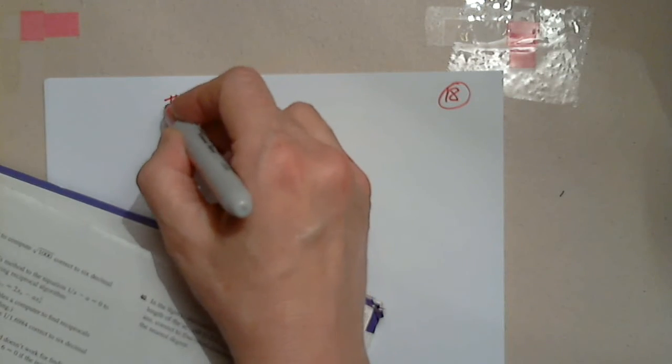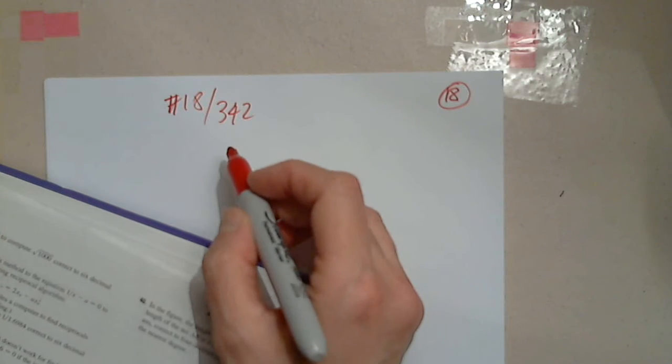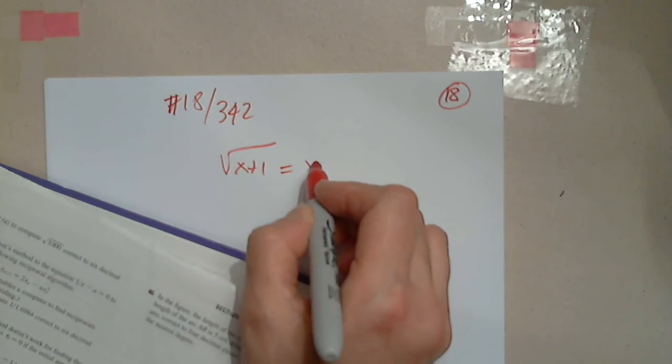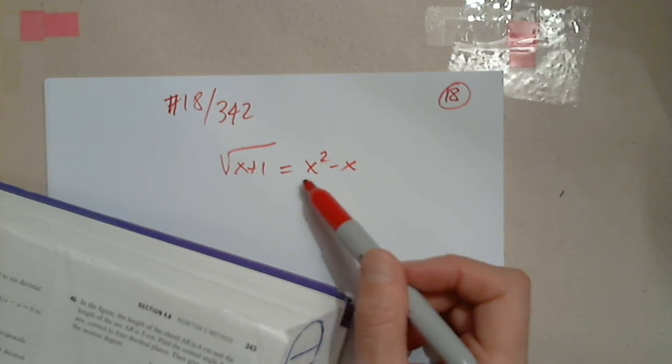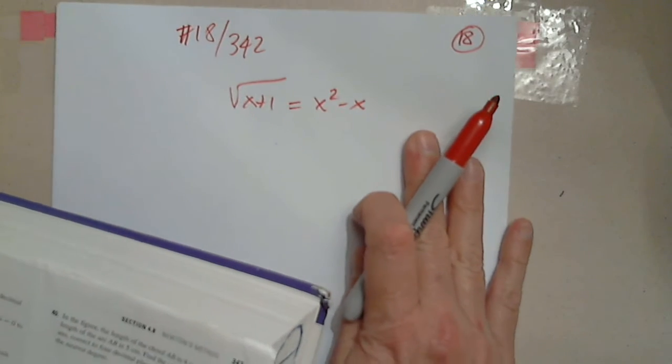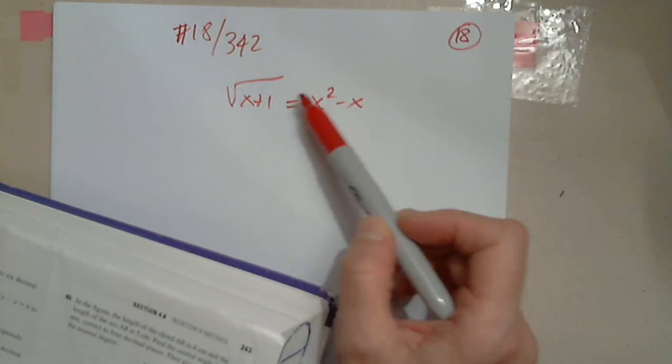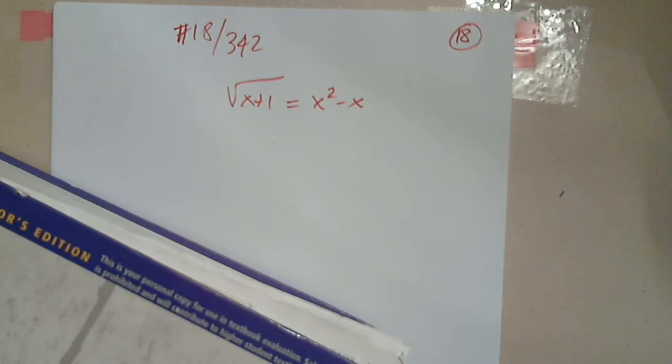And now you know everything in chapter 4. So, let's say problem 18 on page 342. And we have the square root of x plus 1 equals x squared minus x. Let me not choose this one because this is not that difficult to solve algebraically. It's possible. You can square both sides. Yeah, never mind. I copied it, so that's it. That's okay.